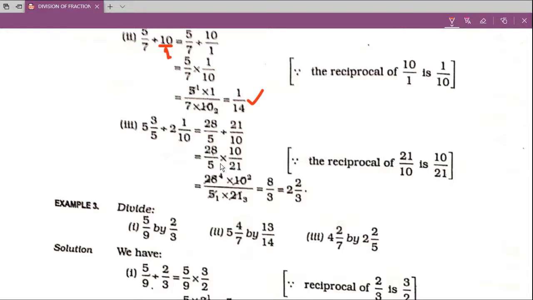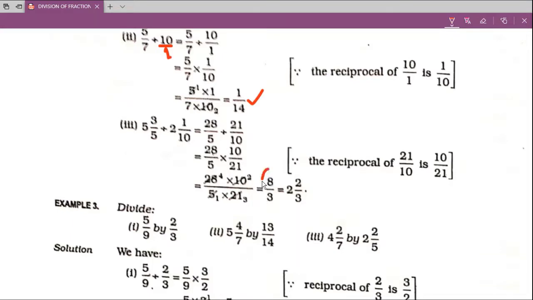28 by 5 into 10 by 21. When you simplify this, 28 by 5, the 28 and 21 have the common divisor 7. 7 threes are 21 and 7 fours are 28. And 5 and 10 have the common divisor 5. So 5 ones are 5 and 5 twos are 10. So 4 into 2 is equal to 8, and 1 into 3 is equal to 3.